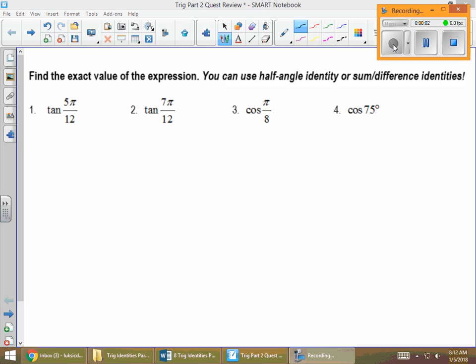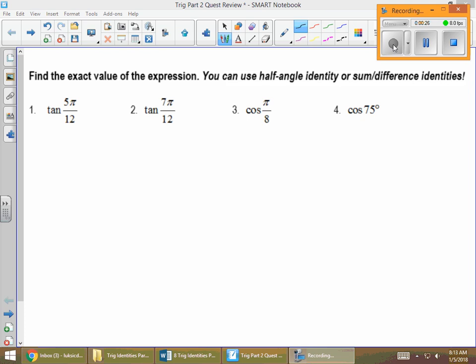Alright, Trig review videos for our part 2 test. I'm going to start with these tangent problems. This first tangent problem, you can do both number 1 and number 2 with half angle or sum and difference. I'm going to do both with sum and difference. That's what I did on the key, and I think it's easiest to work with those with sum and difference.